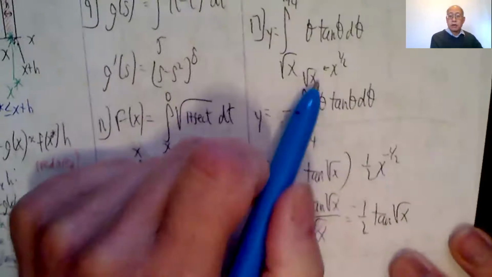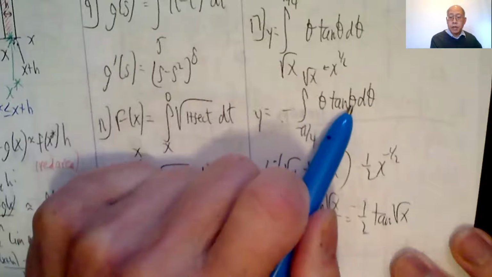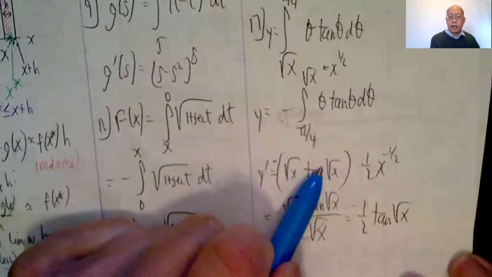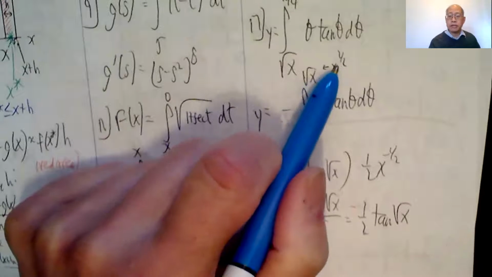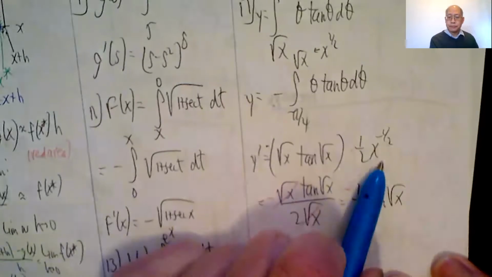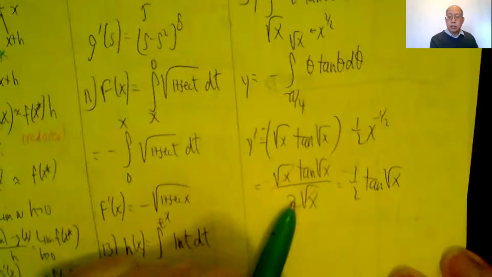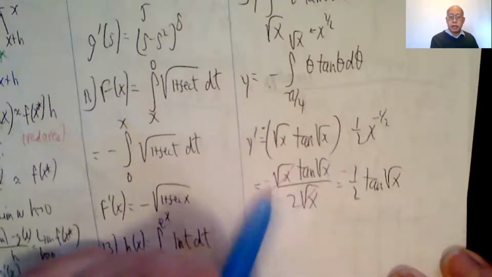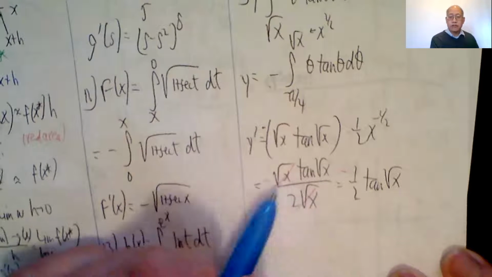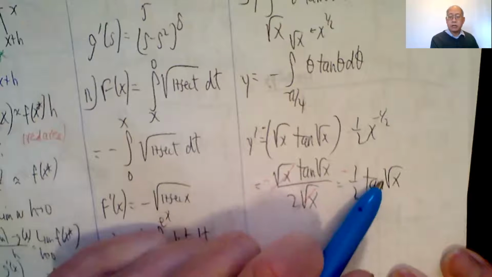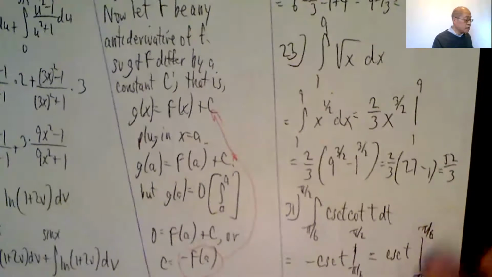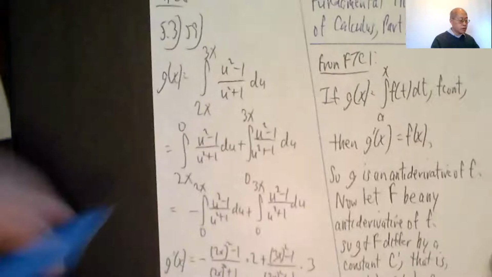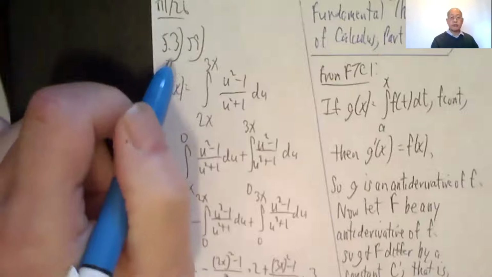So the negative is in front. Put the square root of x right there and right there. So radical x, tan radical x. And then by the chain rule, it's times the derivative of the square root of x, keeping in mind square root of x means x to the 1/2. The derivative of x to the 1/2 is 1/2 x to the minus 1/2. Then clean that up: 2 goes in the bottom, square root goes in the bottom. That square root of x can cancel that square root of x. So the final answer is negative 1/2 tangent square root of x. Okay, that's problem 17.